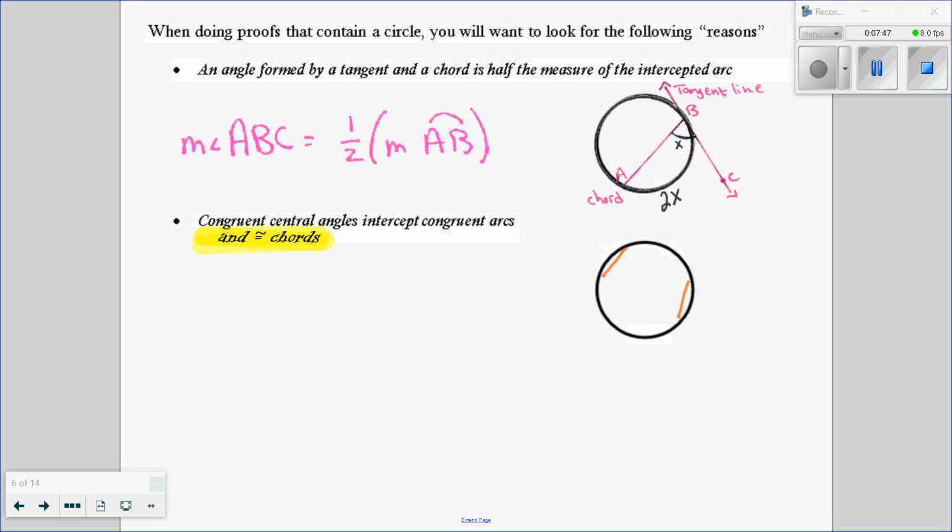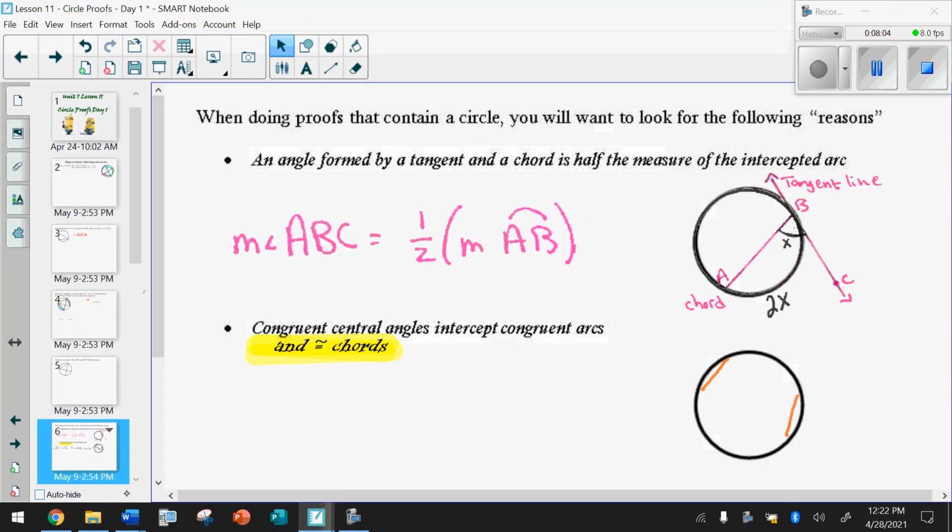So sketch in a tangent line and draw a chord that goes from that point of tangency. The tangent line creates an angle that's half of the intercepted arc. Remember, the intercepted arc is the arc that is part of the circumference of the circle that goes from the point of tangency to the other end of the chord. So that is our intercepted arc. So the angle measure formed by the chord and the tangent line is half of that measure.